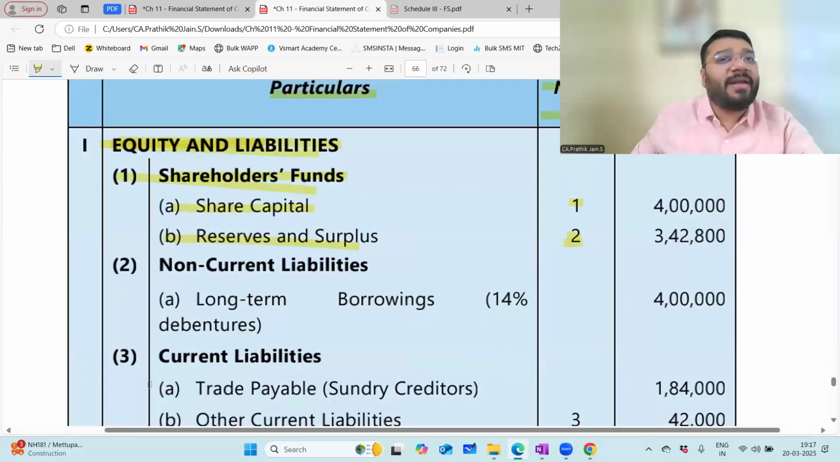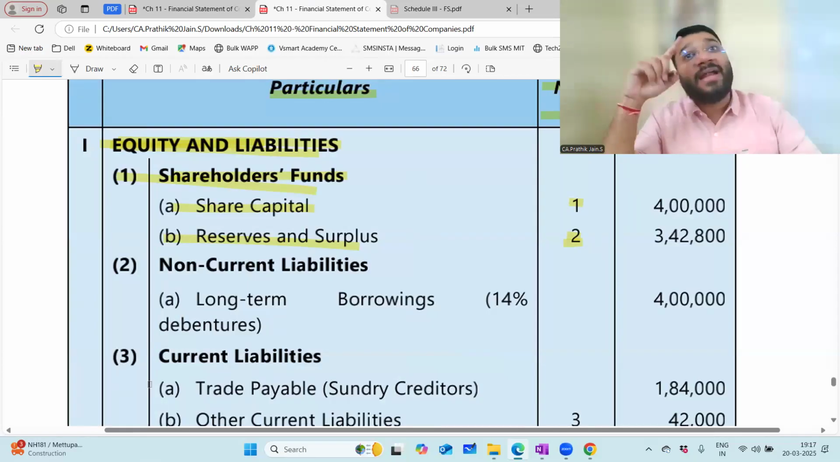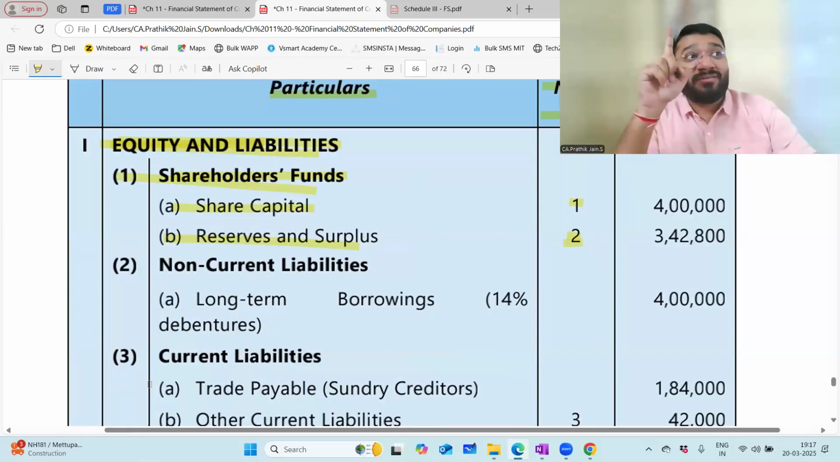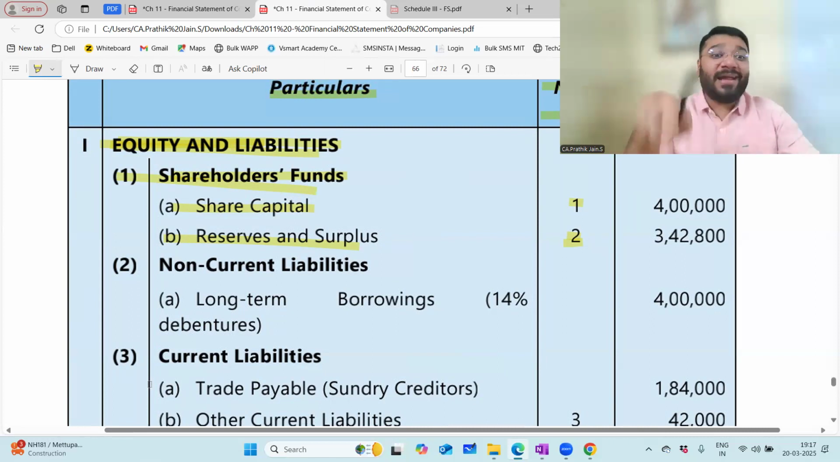Long-term borrowing. Since only one item is there, what have they done? See, in that question, we didn't want to do notes, but they made us do the notes. What have they done here? In bracket, 14% debenture.